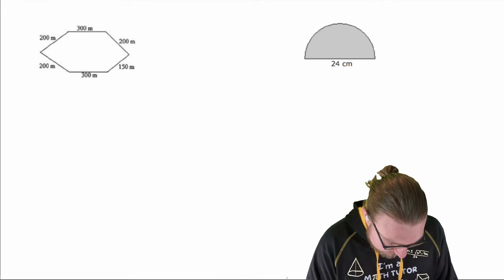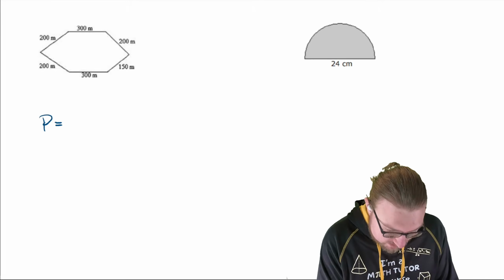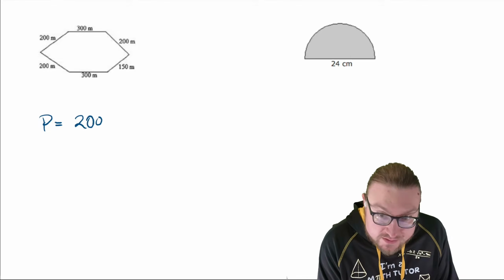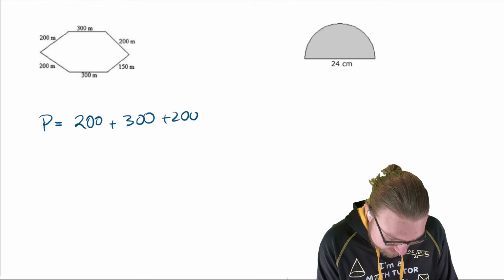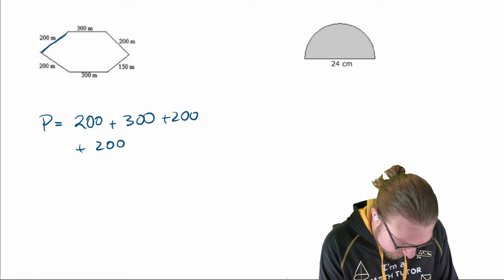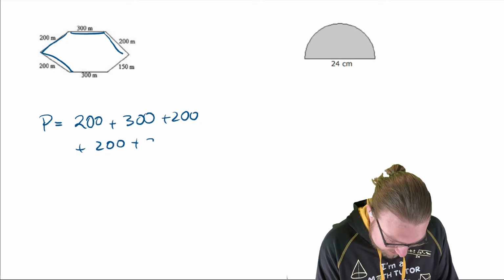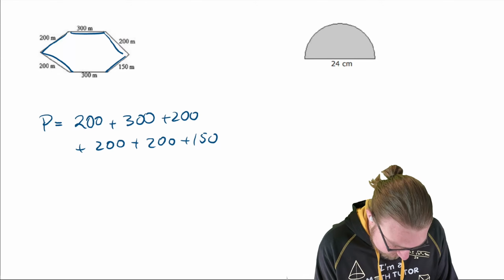All right, so here we have a hexagon. We've got 6 sides. So again, if we're asked to do anything with the perimeter, we're just adding all of the sides together. So we have 200. You don't really need the units until the end of the question. Plus 200 again. And then we're going to get plus another 200. So we have 1, 2, 3 sides. Then we're going to add another 200. Then we have 150. Did I miss one? Did I do one too much? 1, 2.